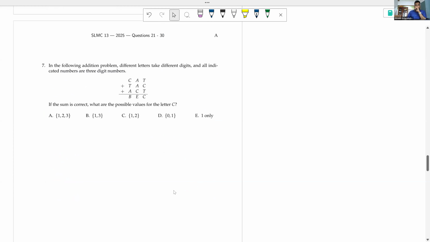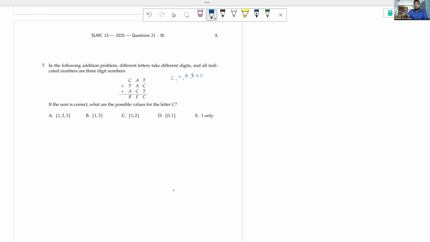Okay, now this one right here. In the following addition problem, different letters represent different digits, and all indicated numbers are 3-digit numbers, which means these numbers C, T, A, B cannot be 0.